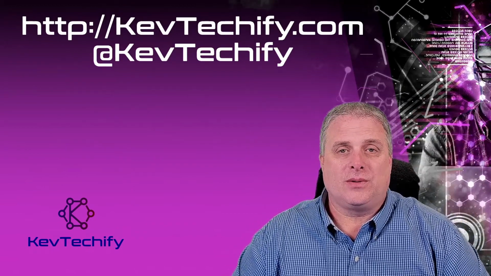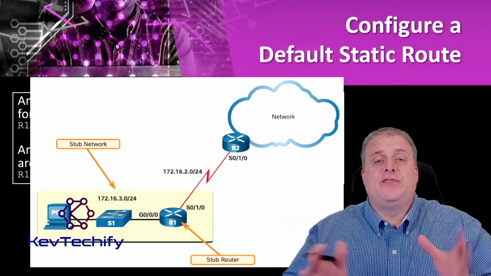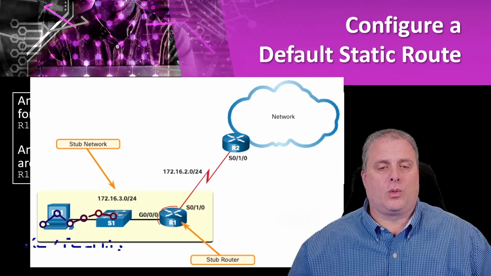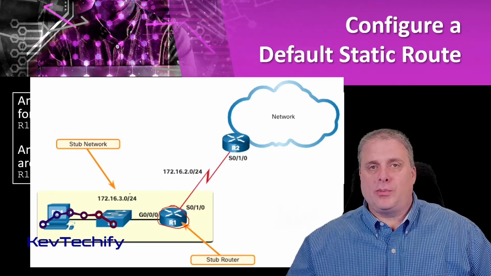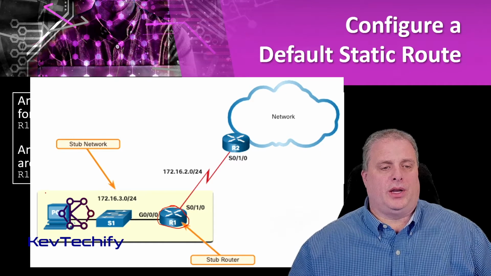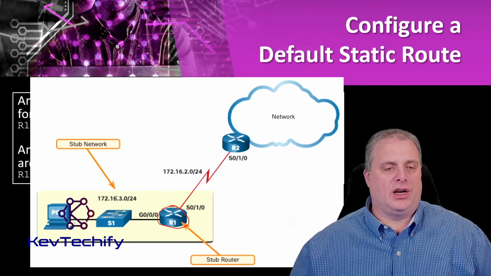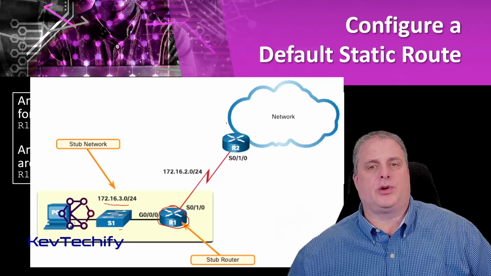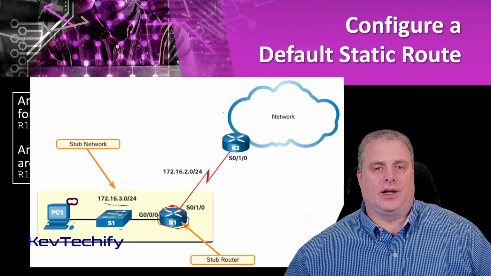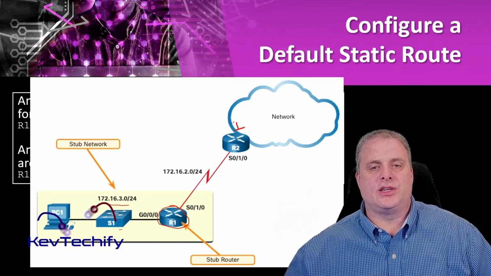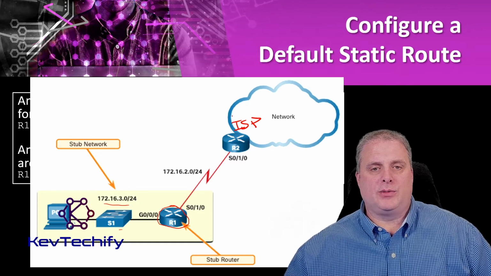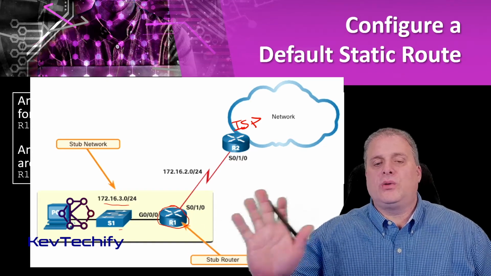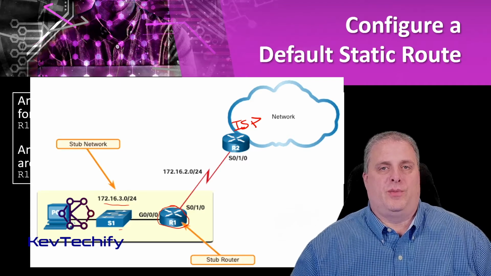To configure a default static route, we're going to start on R1. If we think about this, you're in your company. You run this stub network here. You keep track of all the networks, all the routes on your network, and you don't want to keep track of what's all on the internet. And so this network here, you can think of this as your ISP. They're the ones that keep track of all the millions of networks out there on the internet and how to get to them. You don't want to clutter up your router with all that information.